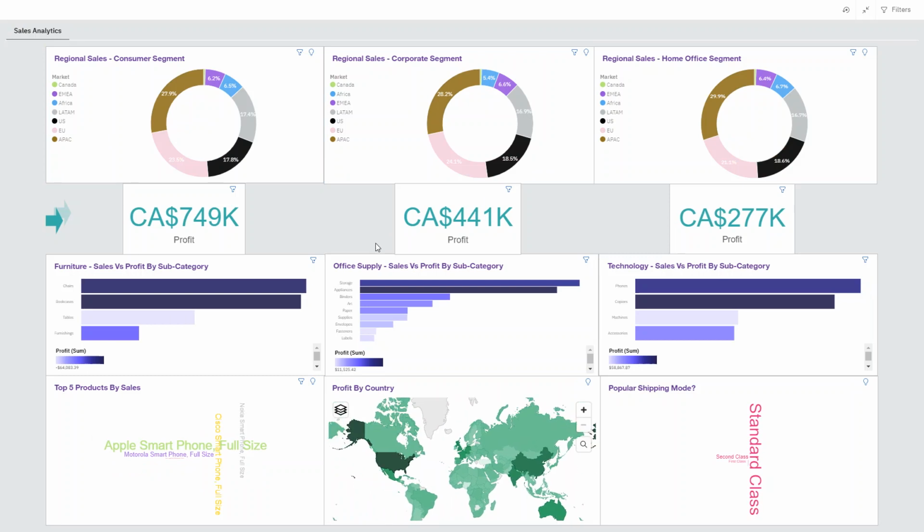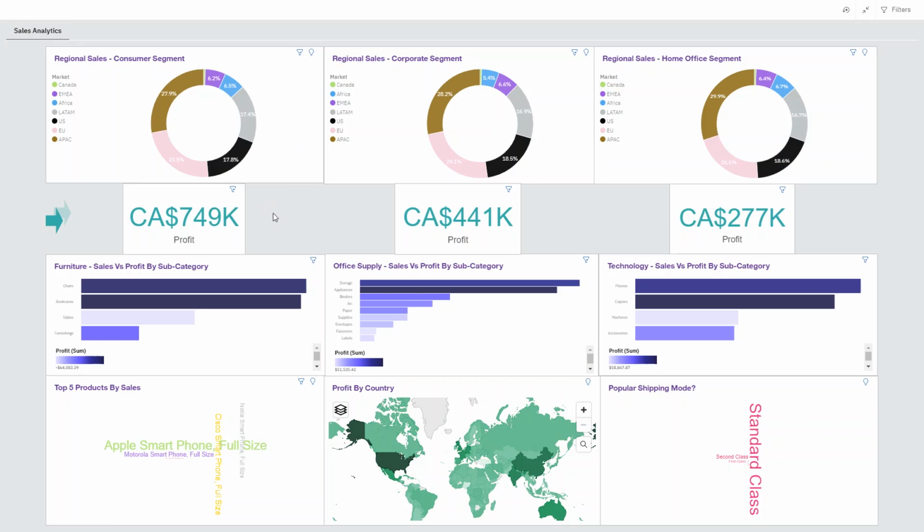Today we're going to be looking at online retail store sales analytics. I have created this dashboard using IBM Cognos 11.1.6. I created this dashboard using the question and answer approach.